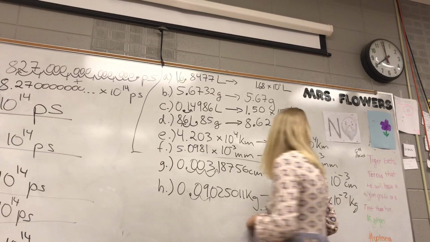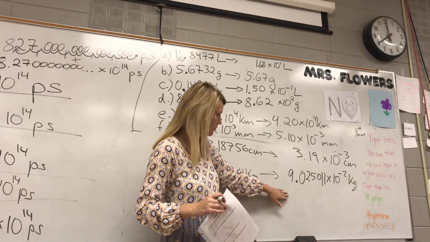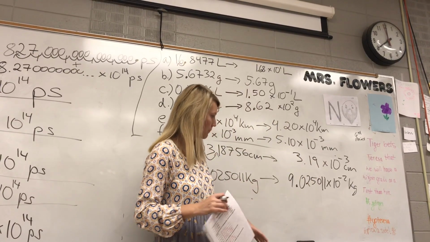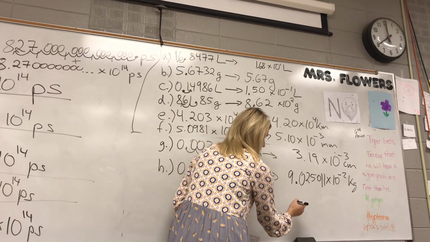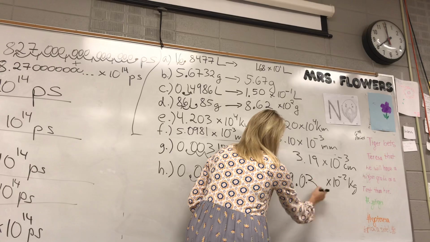All right, Sam. I currently have how many significant figures? 1, 2, 3, 4, 5, 6, 7. All right, but I can only have 3, so what do we need to do? 9.03 times 10 to the -2. Very good.